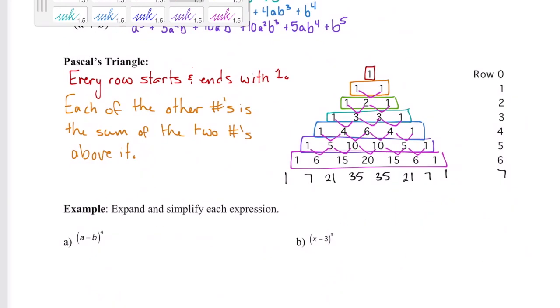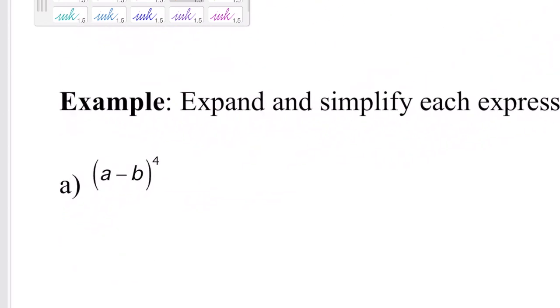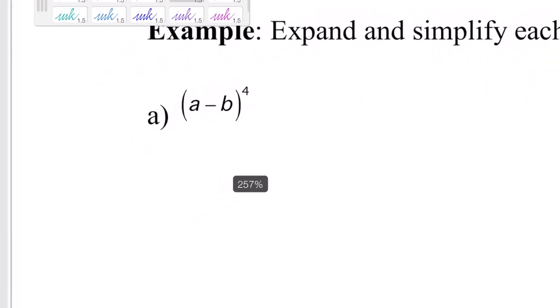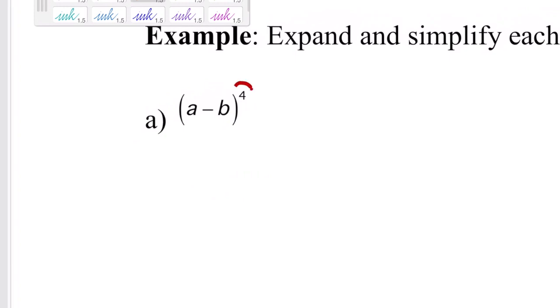All right, so here, when we are doing these expansions, instead of multiplying a minus b out 4 times, it doesn't really seem like a good use of my time, especially since I know a quicker way to do it. So whenever we're doing this, one of the first things I want you guys to look for is the exponent. This is going to tell you which row of Pascal's triangle we're looking at. So we're going to find the 4th row of Pascal's triangle.